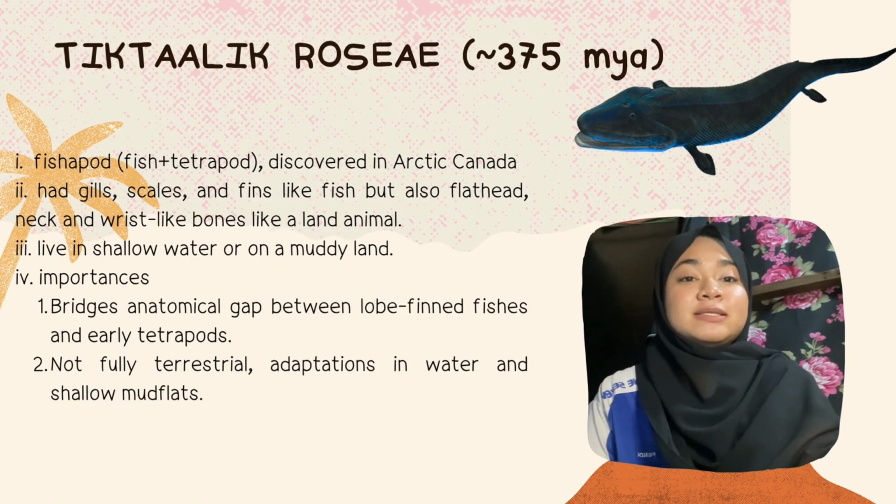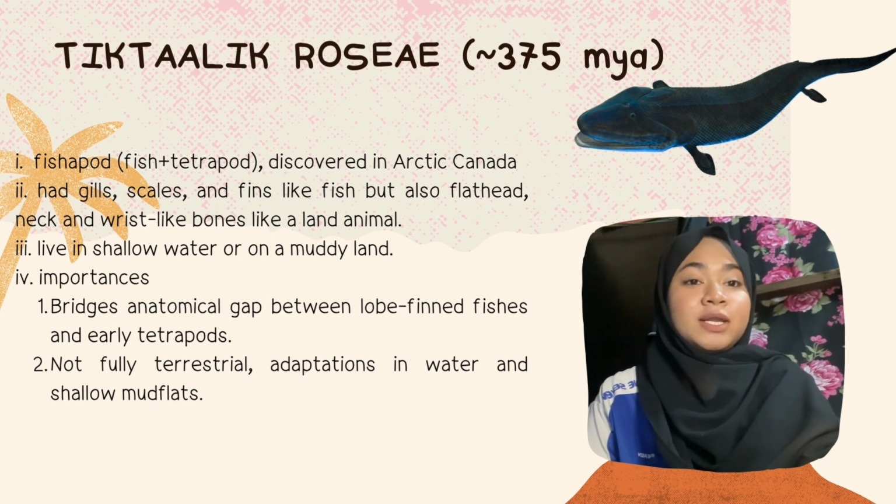Tiktaalik rosea appeared 375 million years ago, and it is known as a fishapod, which is fish plus tetrapod, discovered in Arctic Canada. It had gills, scales, and fins like a fish, but also a flat head, neck, and wrist-like bones like a land animal, and it lived in shallow water or on muddy land. The importance of Tiktaalik rosea is that it bridges the anatomical gap between lobe-finned fish and early tetrapods, and second, it was not fully terrestrial, adapted to water and shallow mudflats.